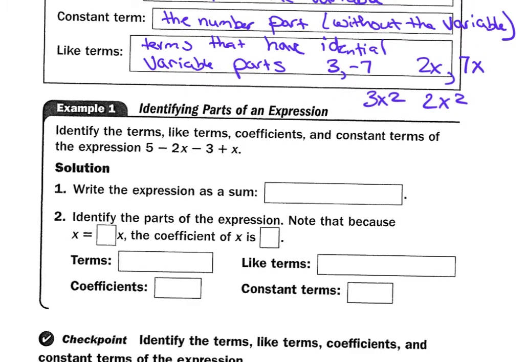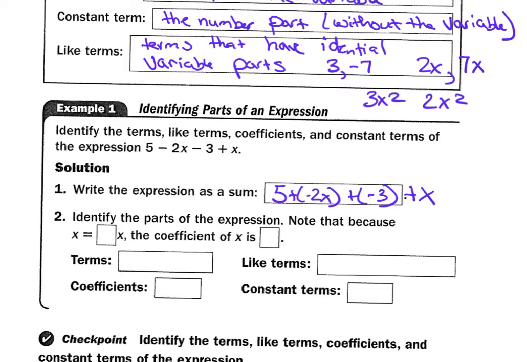So we're going to identify the parts of an expression. It says to identify the terms, like terms, coefficients, and constant terms of the expression 5 minus 2x minus 3 plus x. So we're going to write the expression as a sum. So 5 plus a negative 2x, because we're going to add that, plus a negative 3 plus x. So we just added all this together. So this becomes negative, and the x stays positive.